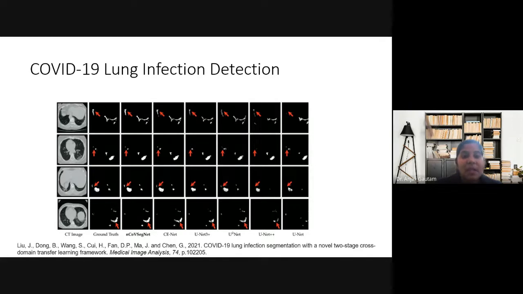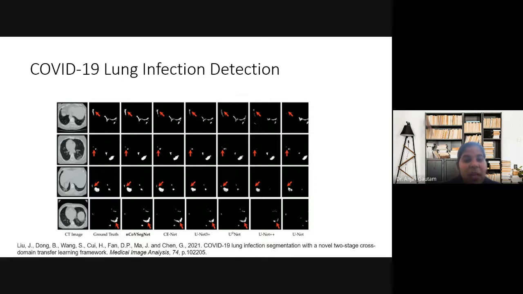So with the help of these methods, and also the segmentation method, we can find out this is the region affected by the infection. Here, this paper is also recent, in Medical Image Analysis, a very good Elsevier journal, published in 2021. The arrow sign is showing that the author is able to achieve good results on these regions as compared to the others. On the ground truth, you can see these are the regions affected by COVID-19, meaning affected by the virus.